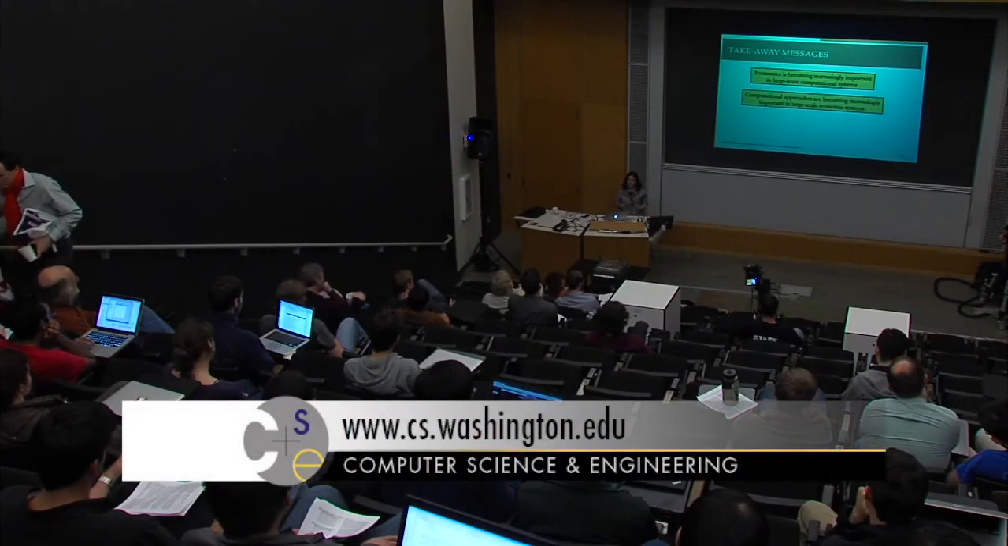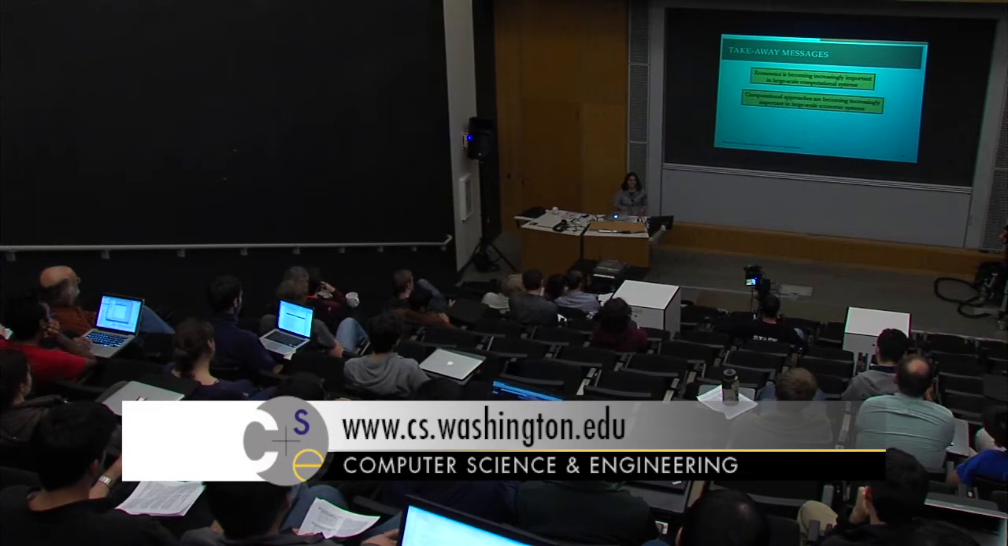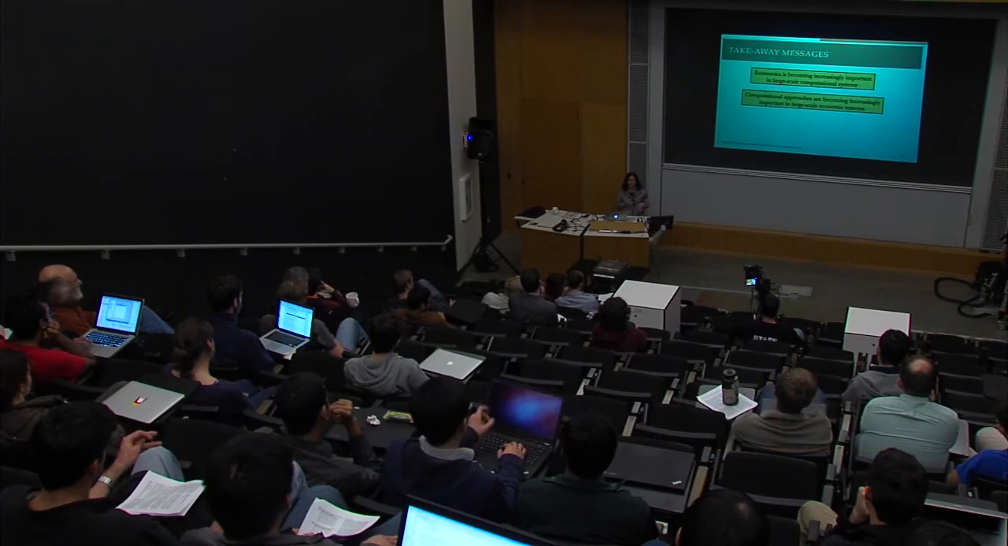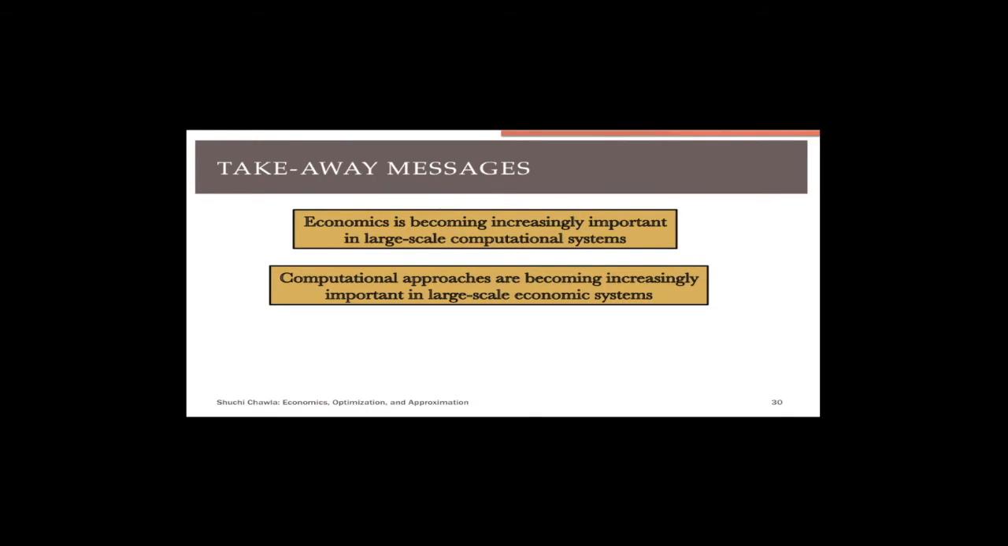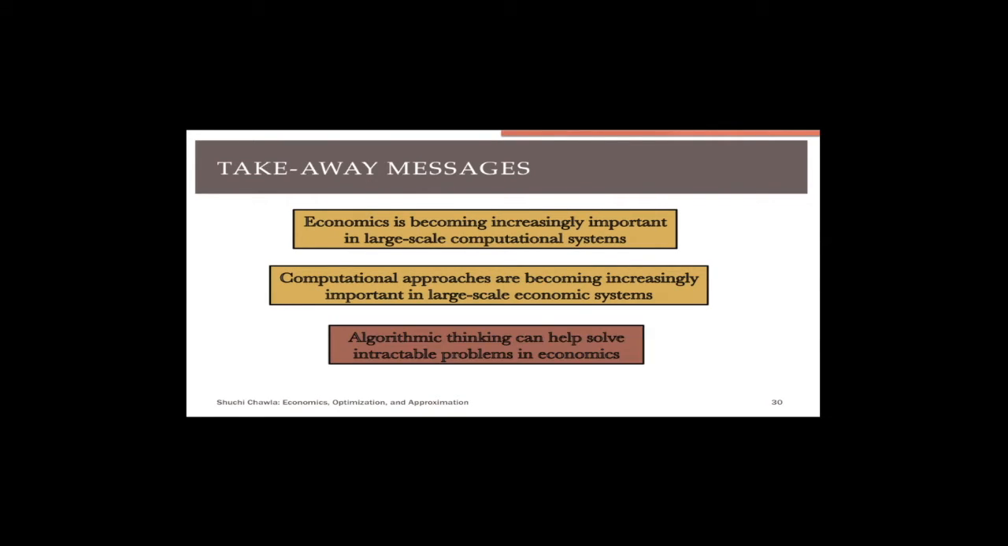Okay, so I want to conclude with a few thoughts for you. Economics is becoming increasingly important in computer science as we move towards this model of collective computing. And computational approaches at the same time are becoming important in economics as economic systems themselves become large scale. And this is a time of great opportunity for us as computer scientists and algorithm designers to export some of our ideas like approximation, analogy to economics and help solve some intractable problems there.